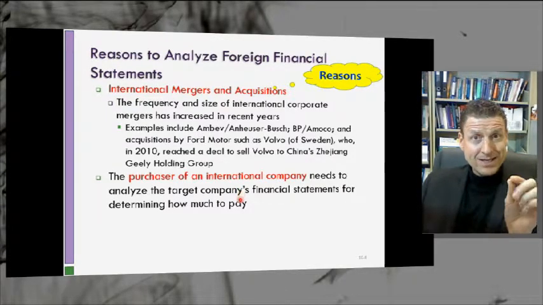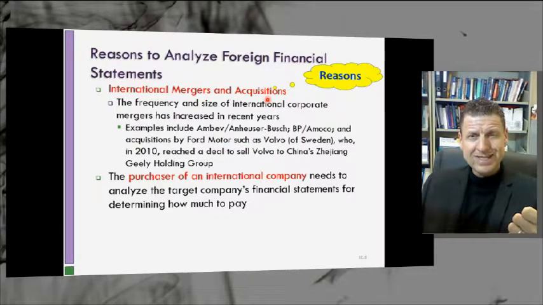All right, here's another decision: international mergers and acquisitions. That is a clear decision that requires huge due diligence, huge statement analysis, and huge analysis of the real value of an organization, let alone it being in another country under another accounting standard regime.